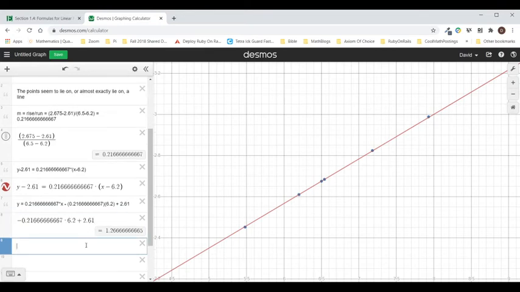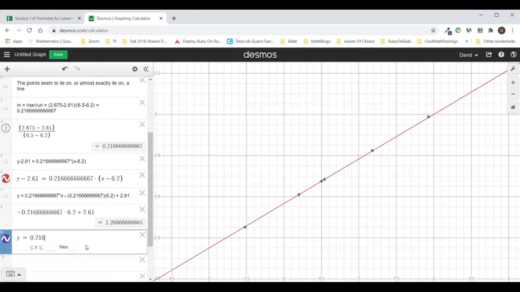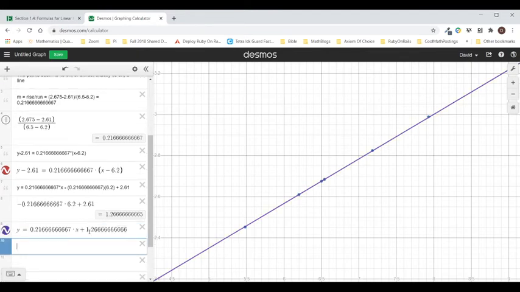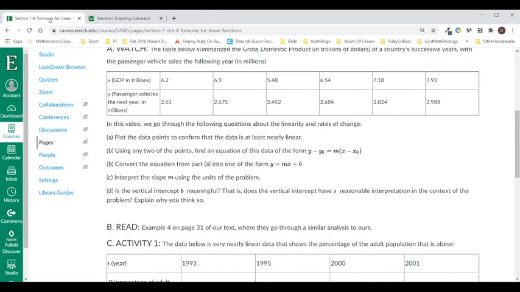So what am I going to write down here? I'm now going to write down the equation. Y equals 0.216666667 times x plus 1.266666666. And you can see that the blue equation of the line actually lines up with the red equation of the line. So the equations of the two lines do give me the same line and go through all the points. So we got the lines right, which I'm happy about.